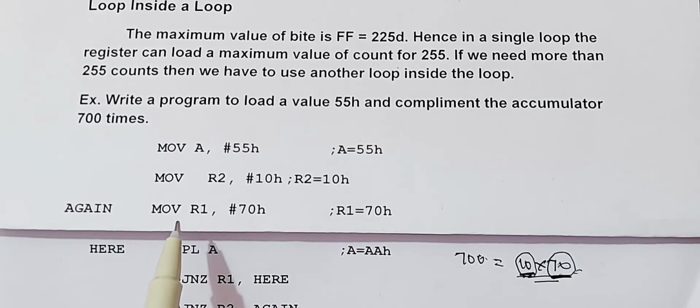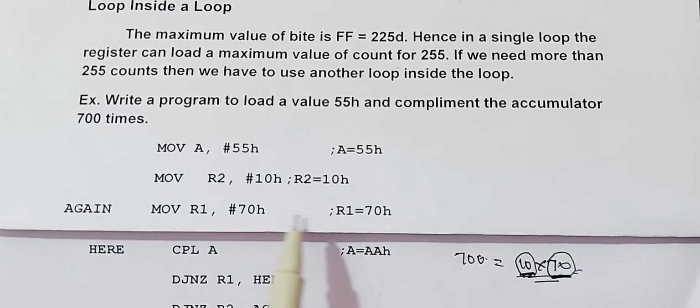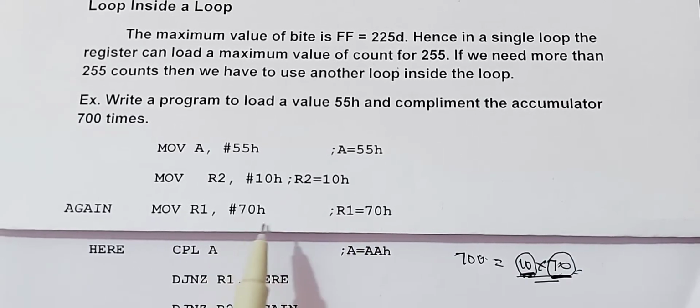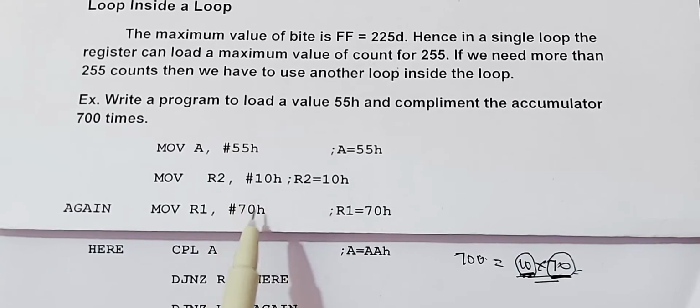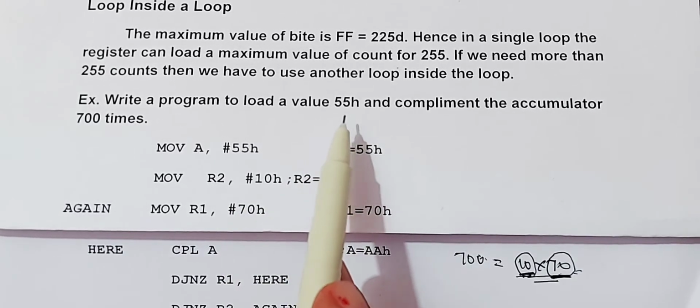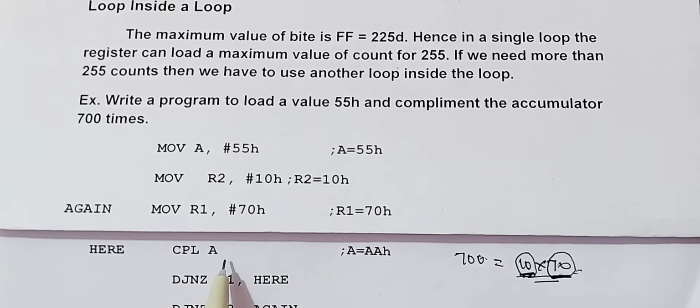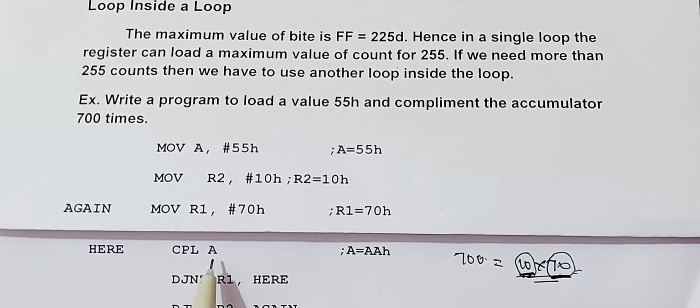Next, I will consider another register: MOV R1, #70. R1 is equal to 70. This 70 has to be repeated 10 times. 70 into 10, 700. Then the program complements the register A. Therefore, CPL A is the instruction. That is, you complement the value of A. This instruction does the complement of A. A equals 55, complement of 55. That value is stored in A. So only one time it is complemented.